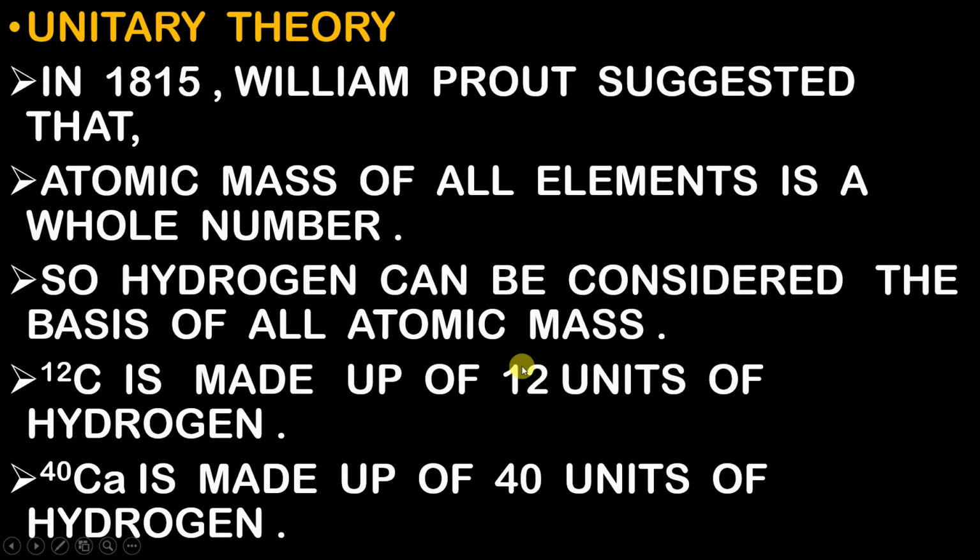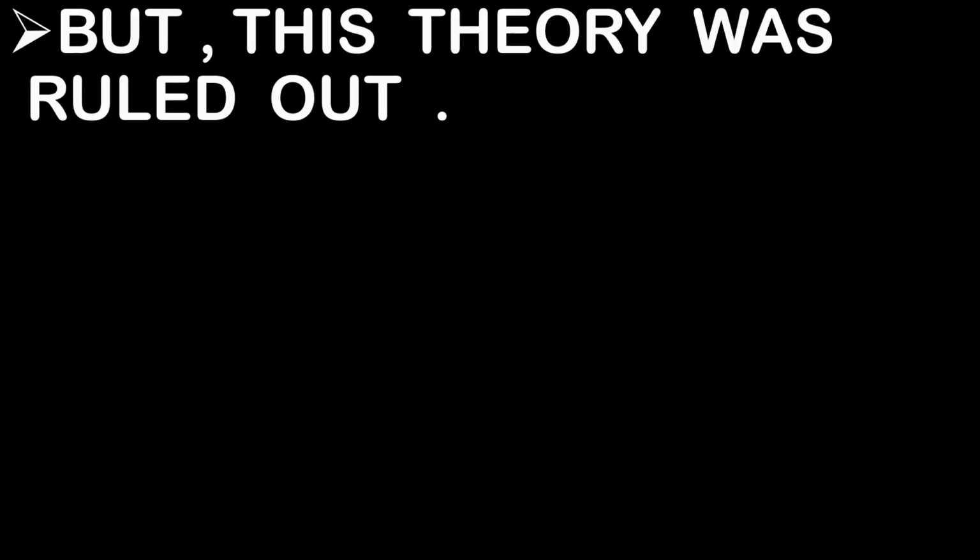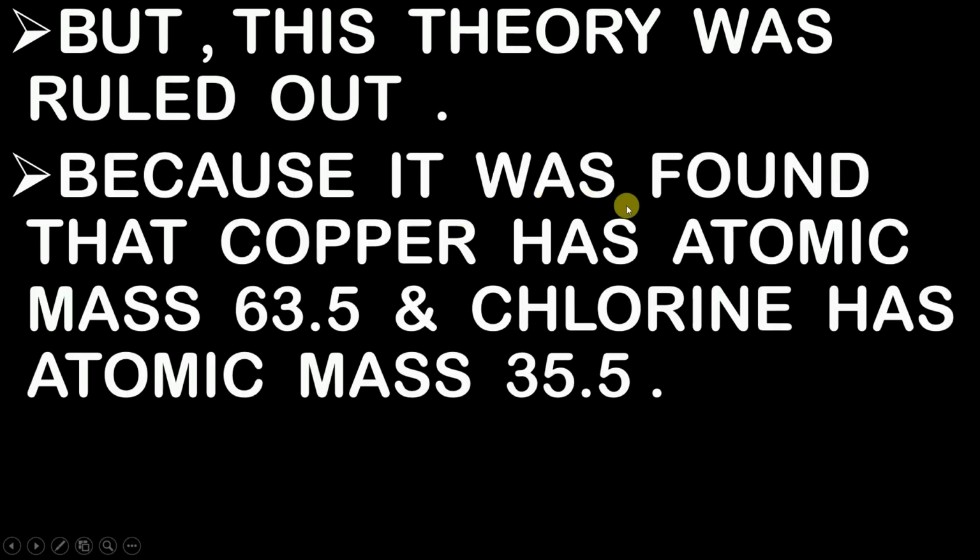But this was just useless. This theory was ruled out. Now why was it ruled out? Because it was found that copper has atomic mass 63.5 and chlorine has atomic mass 35.5. And as we all know, 63.5 and 35.5 are decimal numbers and not whole numbers. So since this unitary theory was rejected, now comes Dobereiner's triad.